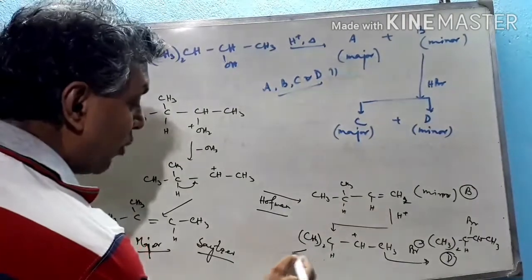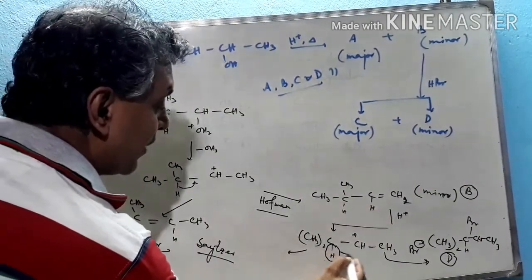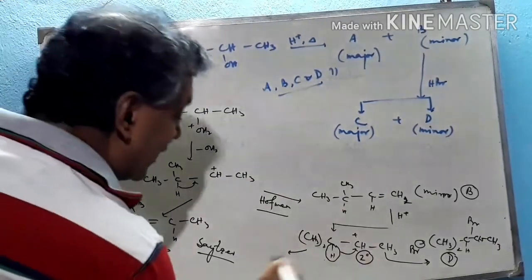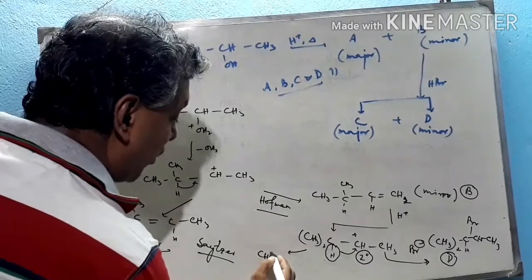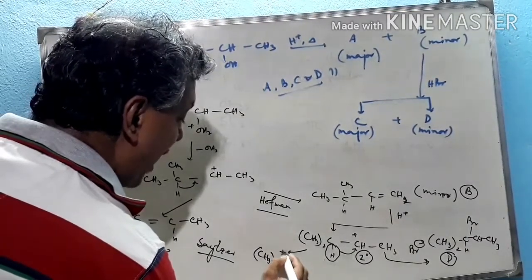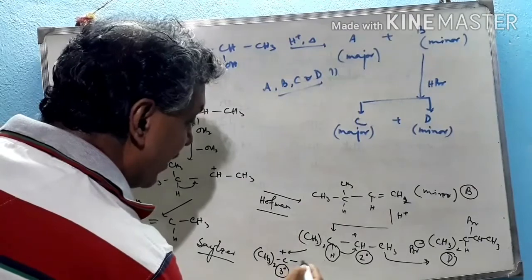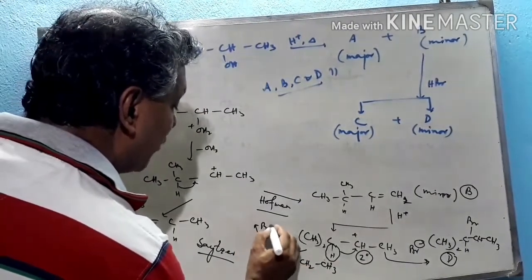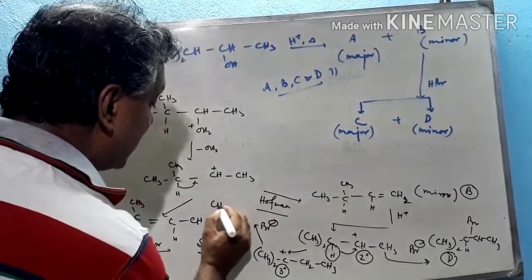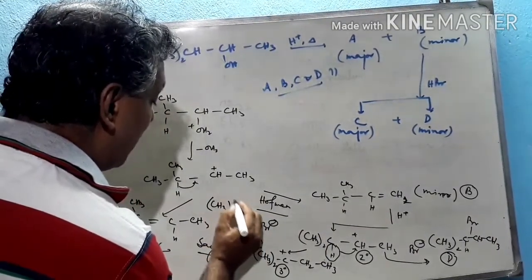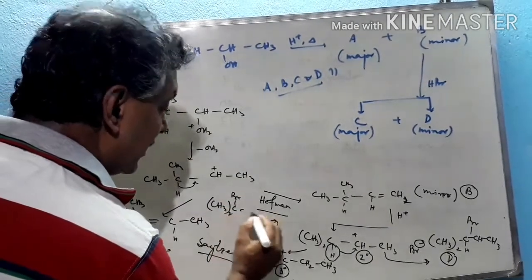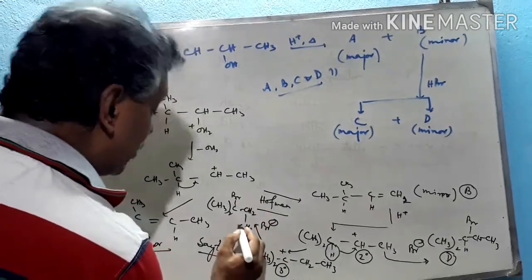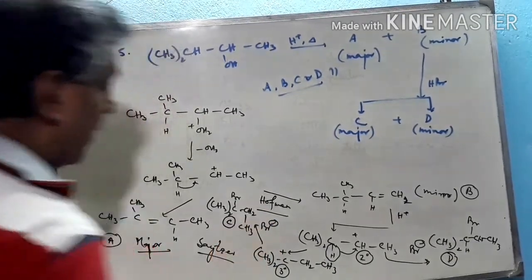But here a rearrangement occurs through a hydride shift. This is the 2-degree carbocation. If this hydride shift takes place, then the final product will be (CH3)2C plus-CH2CH3. This is a 3-degree carbocation. And now when this 3-degree carbocation is treated with Br minus, the final product will be (CH3)2CBr-CH2CH3. This is, sorry, this is C. C is the major product.